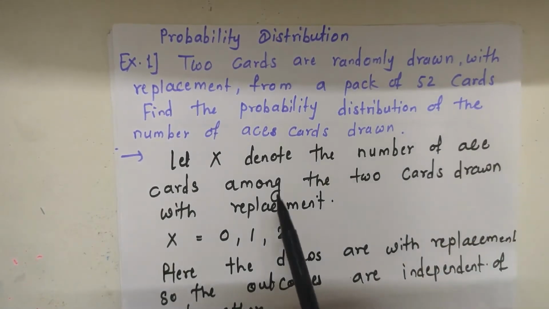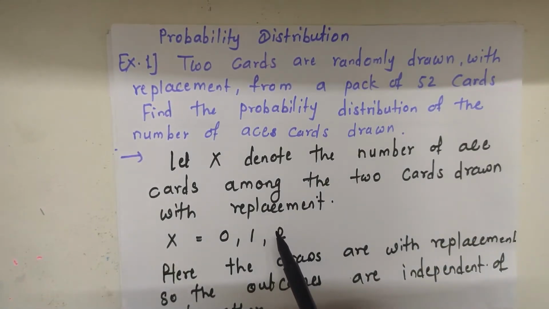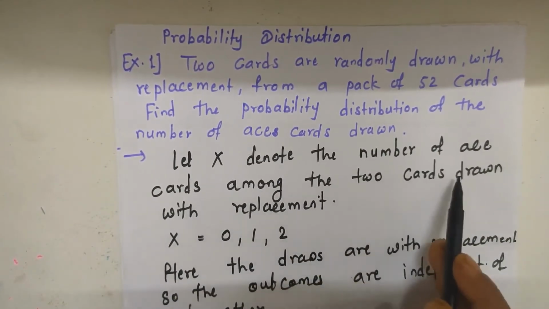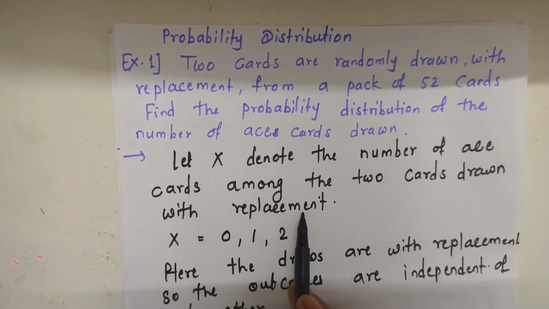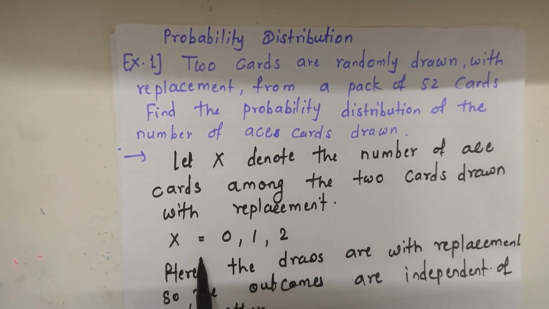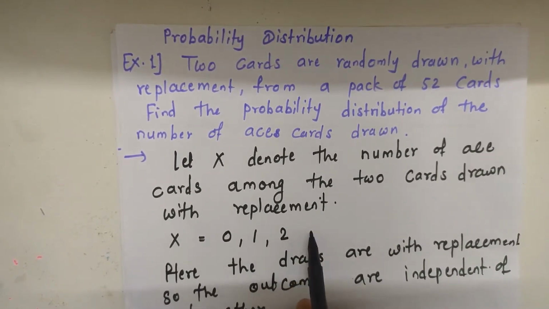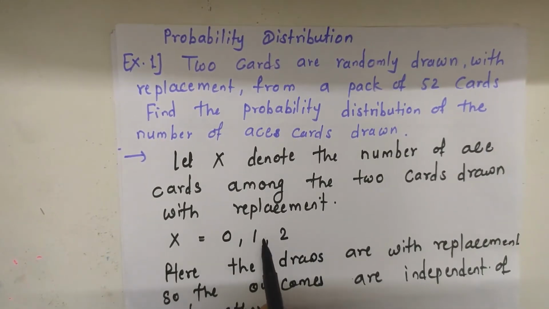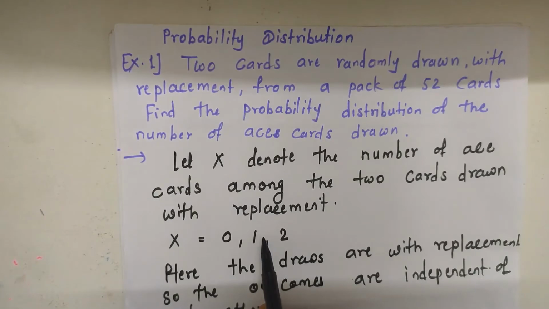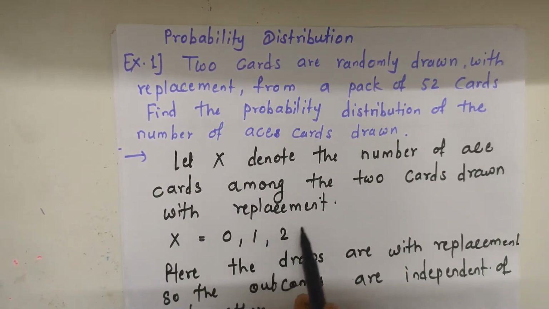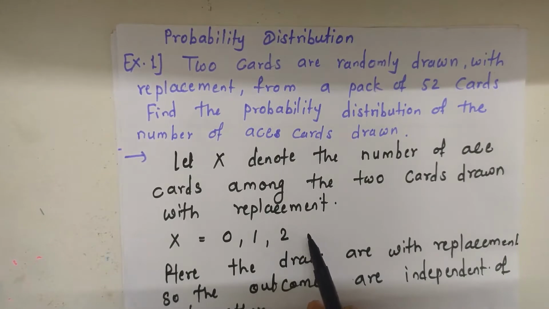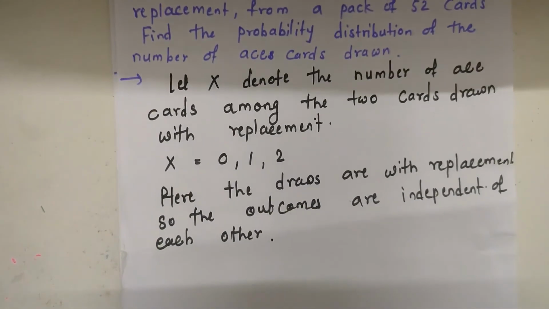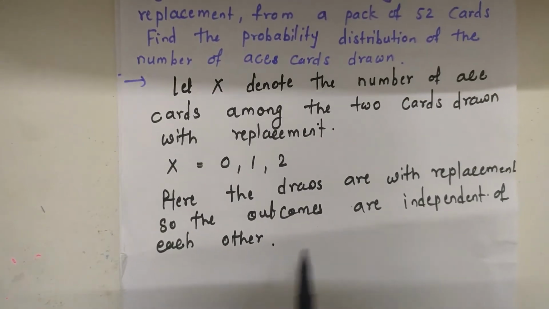So here consider a random variable X which denotes the number of ace cards among the two cards drawn with replacement. The possible values of X are 0, 1 and 2. 0 means there is no ace card, 1 means only one ace card, and 2 means both are ace cards. Here the draws are with replacement, so the outcomes are independent of each other.